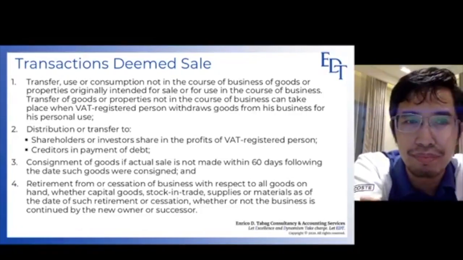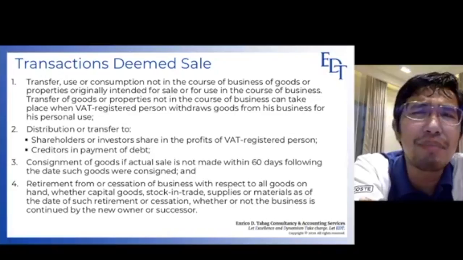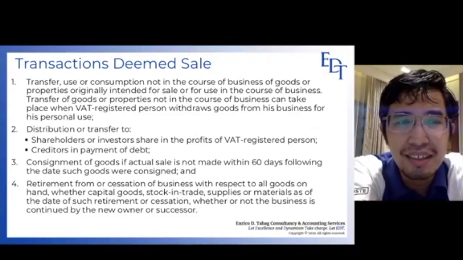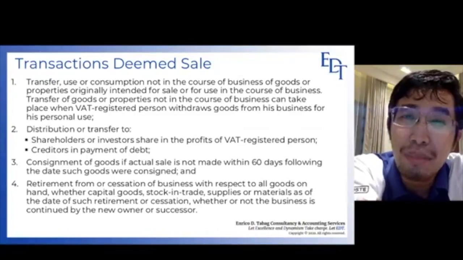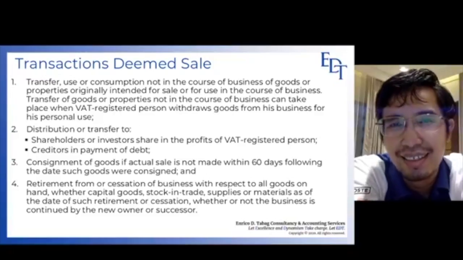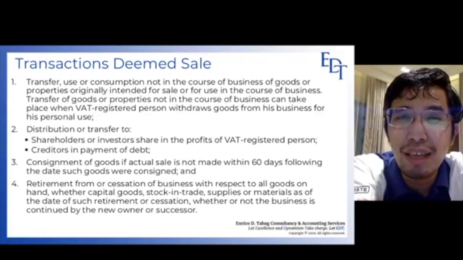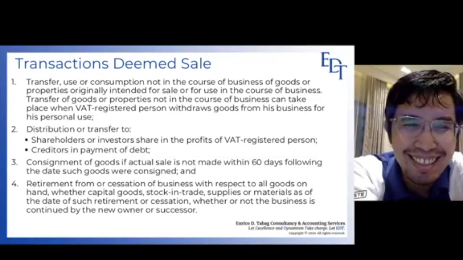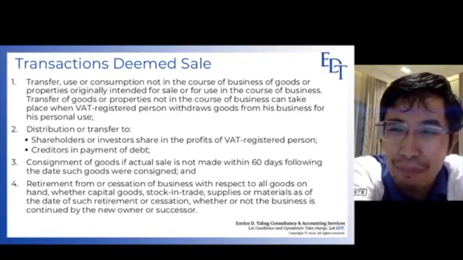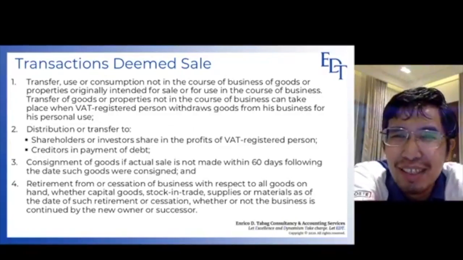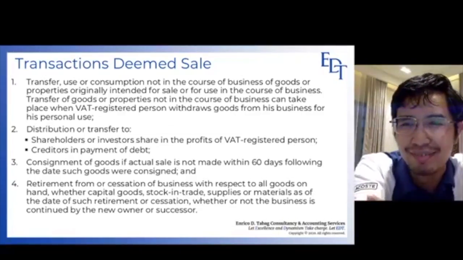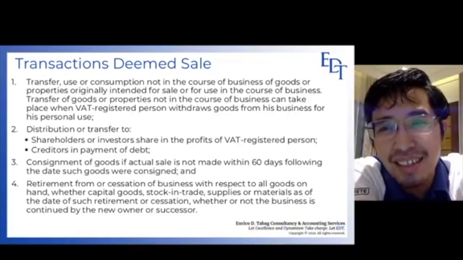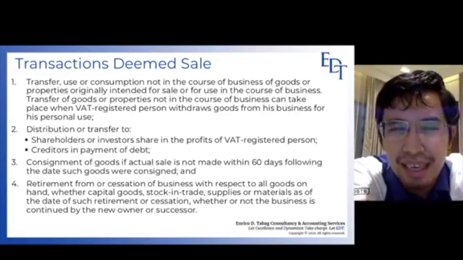Tingnan mo yung number 2. Gawin mo lang example sa San Miglite para madali. Shareholder ka. Instead na ang ibigay sa'yo na dividend ay pera, ang ibinigay na dividend, 10 10-wheeler trucks na San Miglite. Shareholders or investors share in the profit. Yan yung share mo sa dividend. Ginawang dividend, so therefore, pag ginawang dividend, it must be treated as sale, although hindi ka talaga nagbenta.